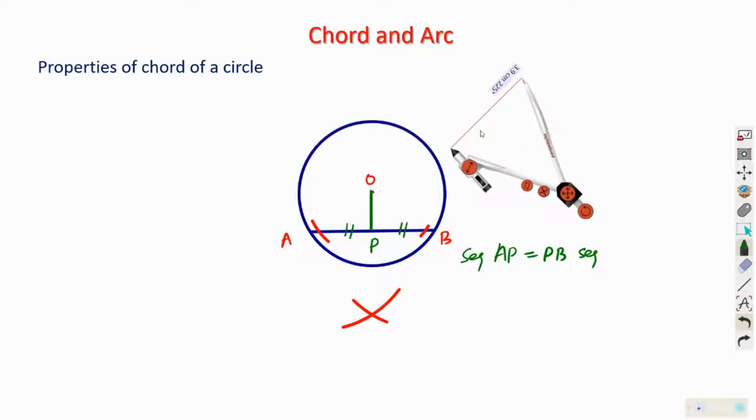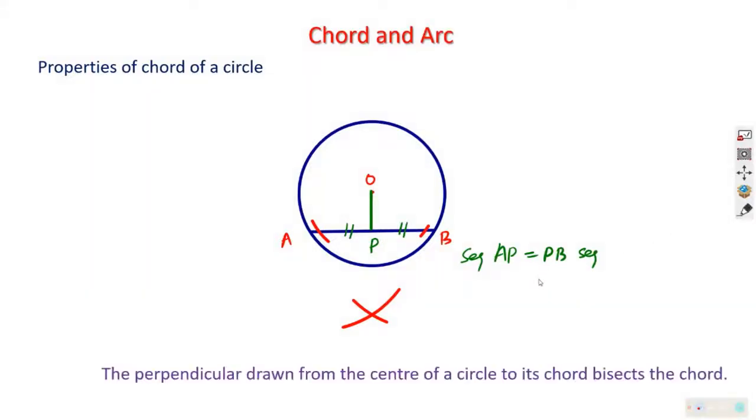This is one of the properties, because we are studying the properties of chords with respect to a circle, so you should keep this in mind. Okay, my dear students, let me move ahead. The perpendicular drawn from the center of a circle to its chord bisects the chord. That is the point here. Let me go ahead.